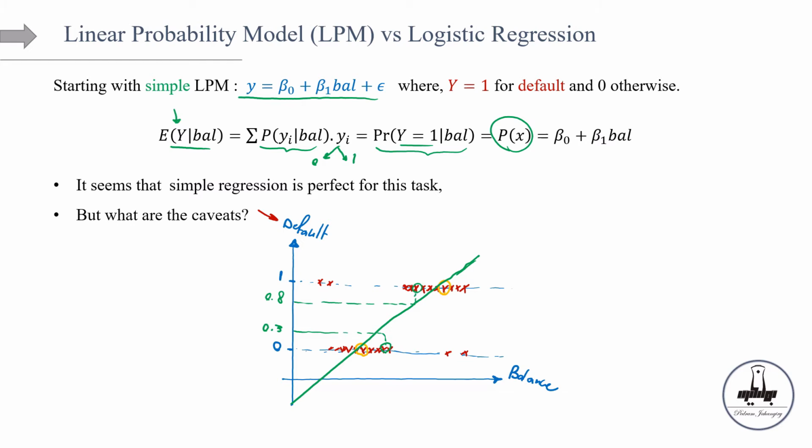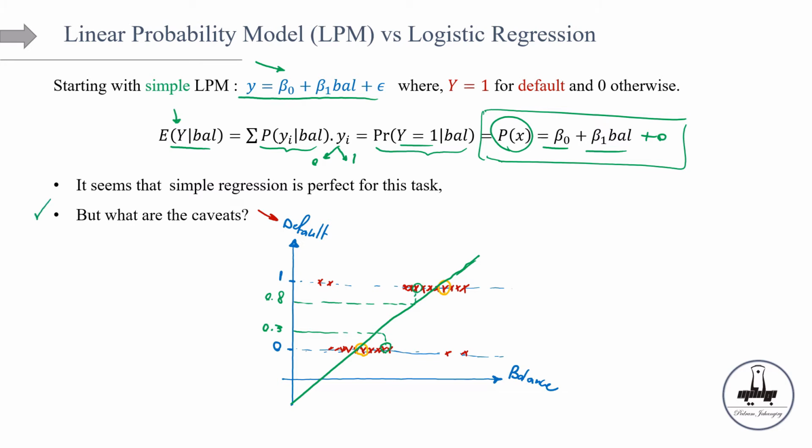And on the right-hand side, if I take the conditional expectation, what do I get? I get beta 0 plus beta 1 balance plus the expected value of epsilon given balance. So that's going to be 0, right? So mathematically also, it seems that simple regression is a perfect fit for doing this task, right? Because on the left-hand side, we have some probabilities. On the right-hand side, we have some simple equation for our regression, right? So that's why we call this simple model the linear probability model, right? But what are the caveats of this model? So what do you think?